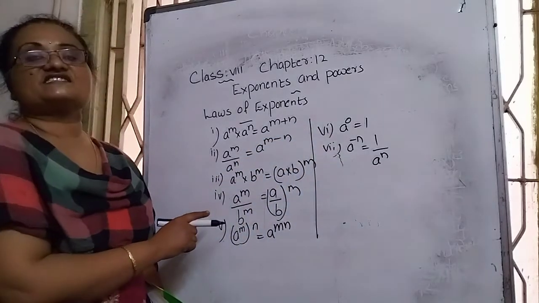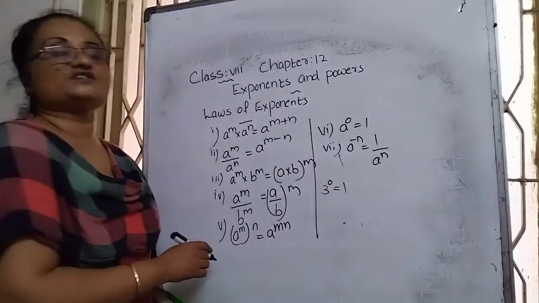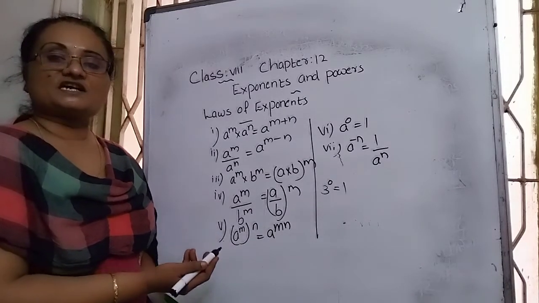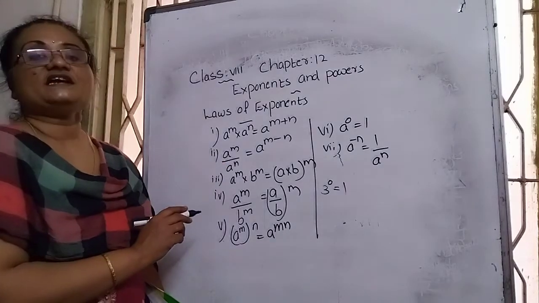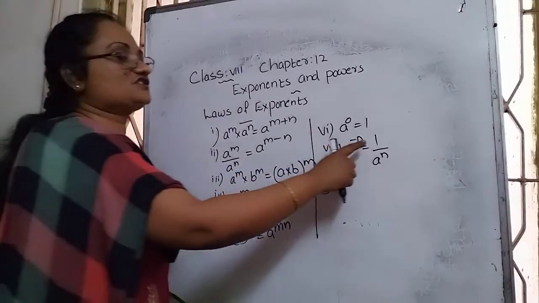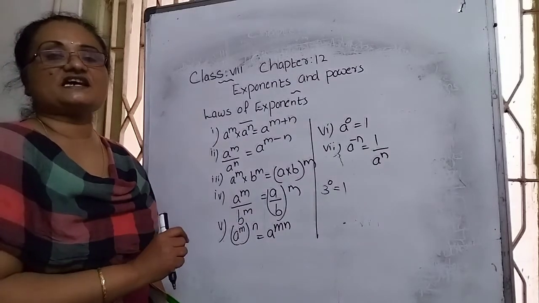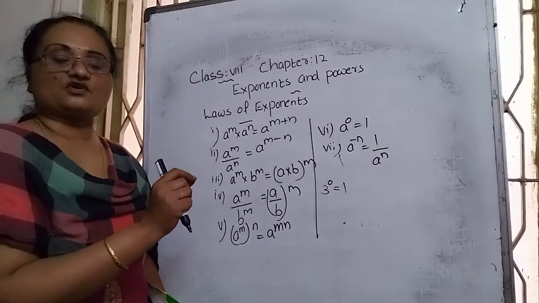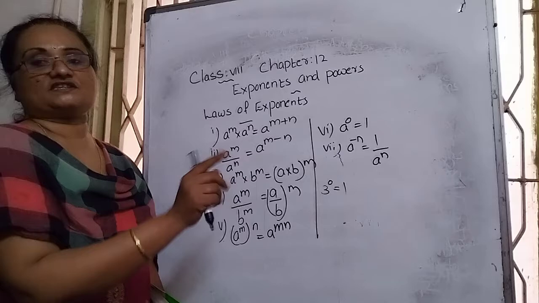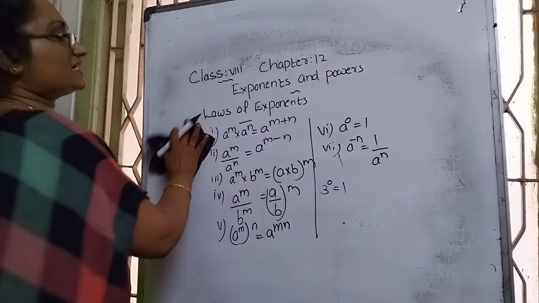Next, the 6th rule says a raised to 0. For example, 3 raised to 0, the value is always how much? 1. Or 4 raised to 0, the value is 1. When the power becomes 0, the value becomes 1. Next, the 7th rule: when a negative power comes, we can express it in the form of a fraction, 1 by a raised to n, and the minus sign is removed. The negative sign is not there again, only 1 by a to the n comes. That is the laws of exponents.